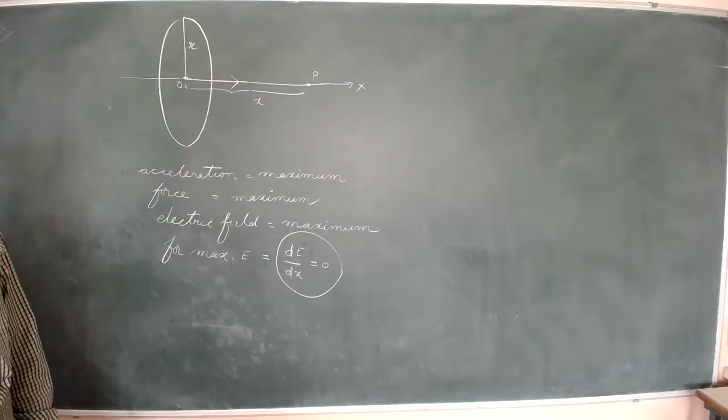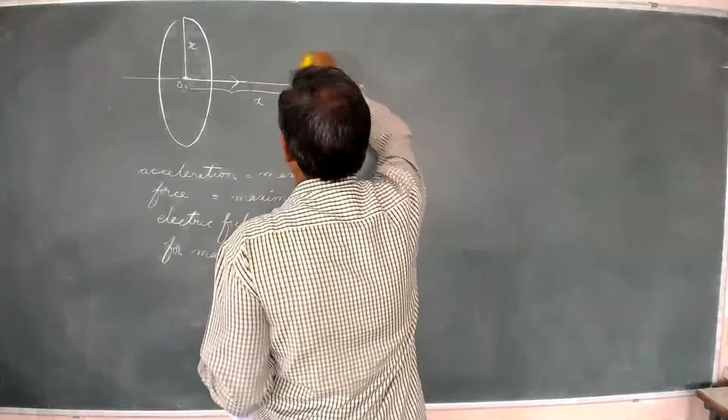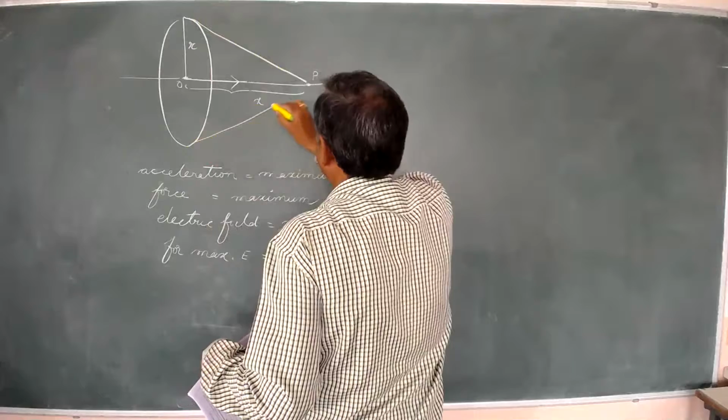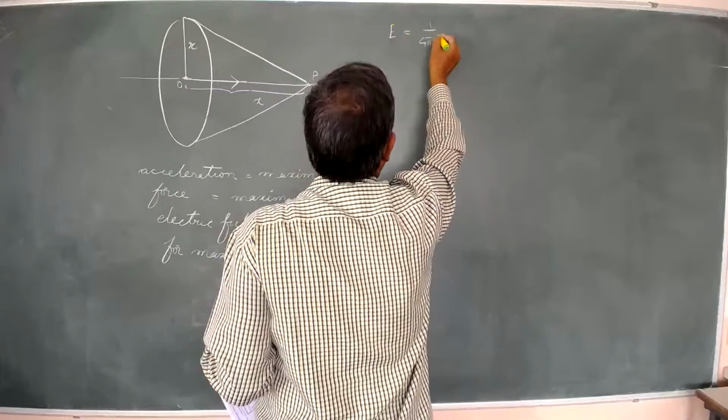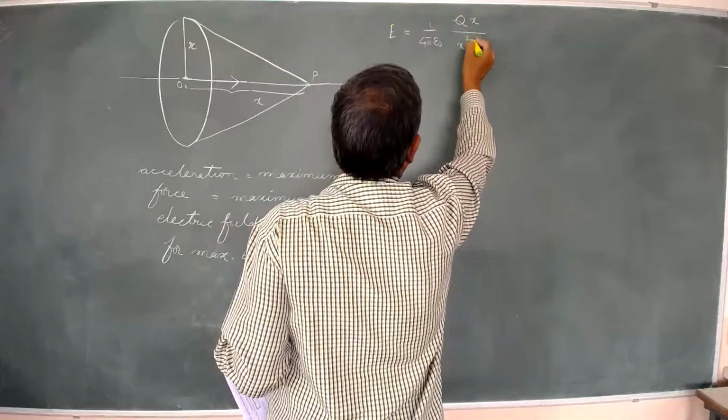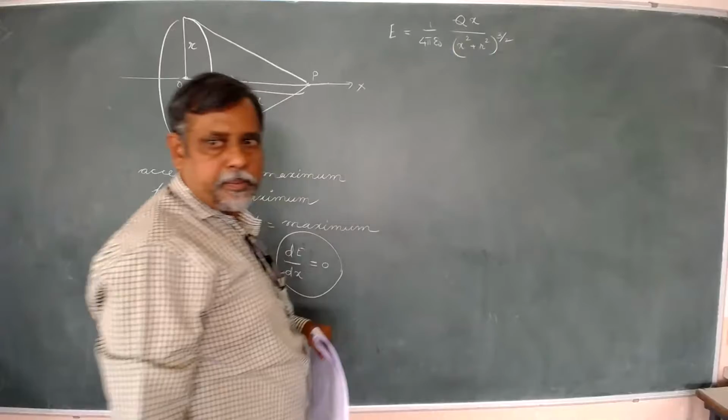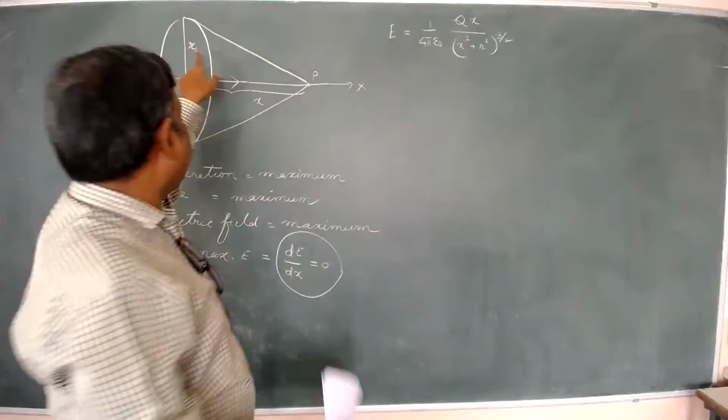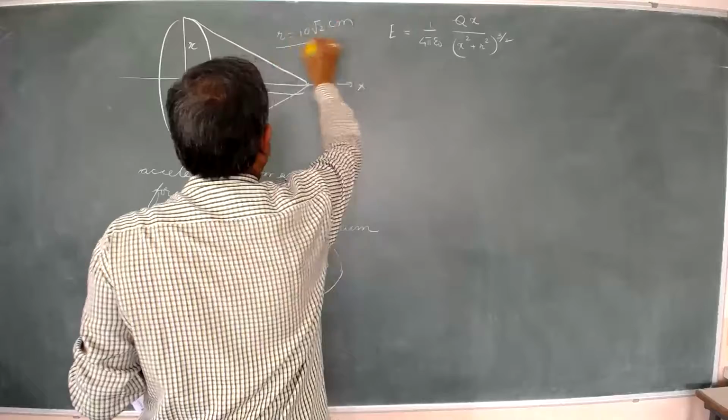Understood? Okay, so what is the electric field over here? Due to this, like this. Due to this, like this. So what will be the field? Electric field in this particular case is 1 by 4 pi epsilon naught Qx divided by (x square plus r square) whole power 3 by 2. So did you remember this formula? That you need to differentiate. And what is the radius given here? The given radius is 10 root 2 centimeter.